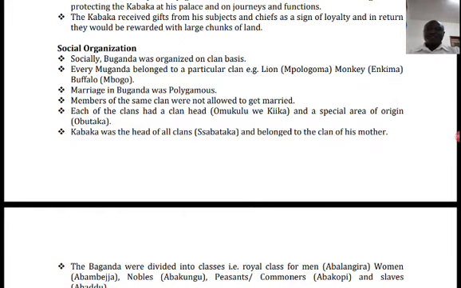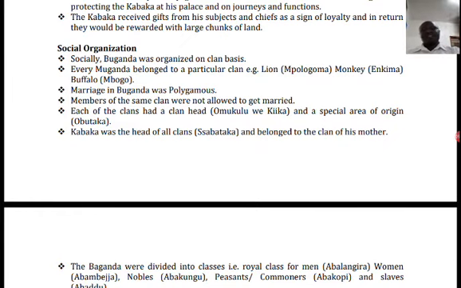Marriage in Buganda was polygamous. The Baganda men married more than one wife. It was polygamous because to them it was a tool of respect and also a basis of acquiring leadership positions in the kingdom. We see that in the Buganda kingdom, the Kabaka was the head of all clans, the Sabataka.